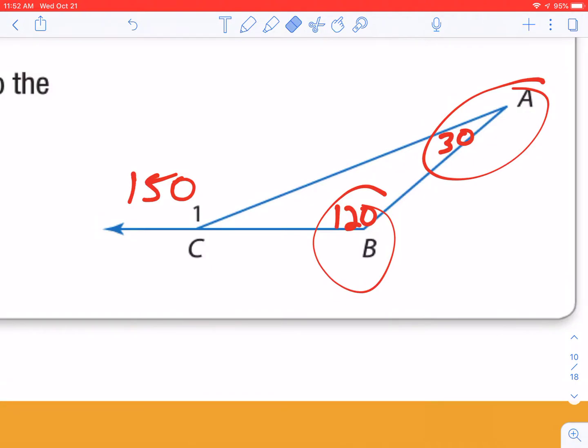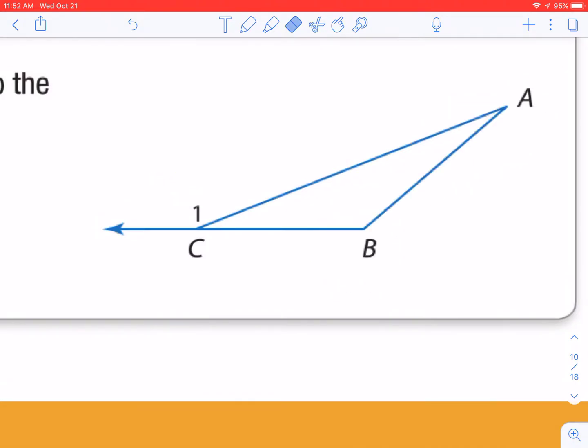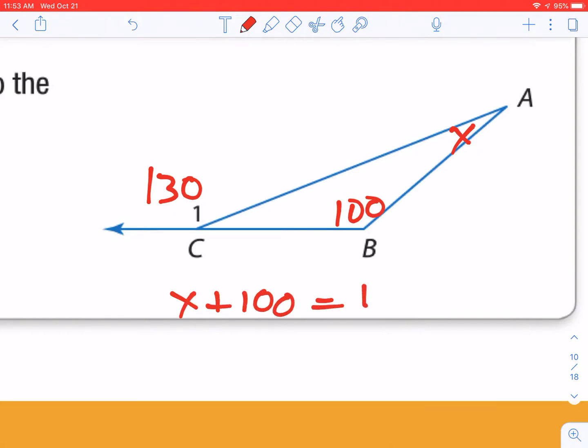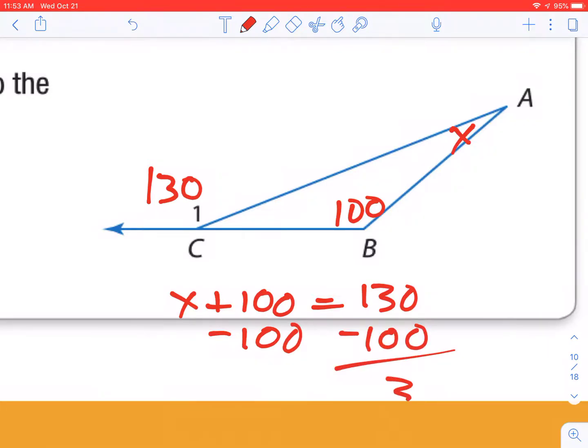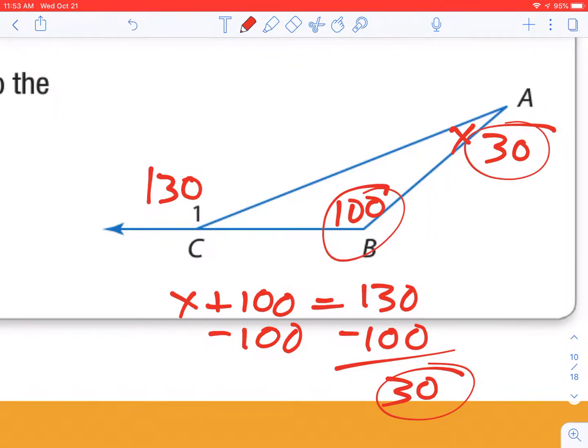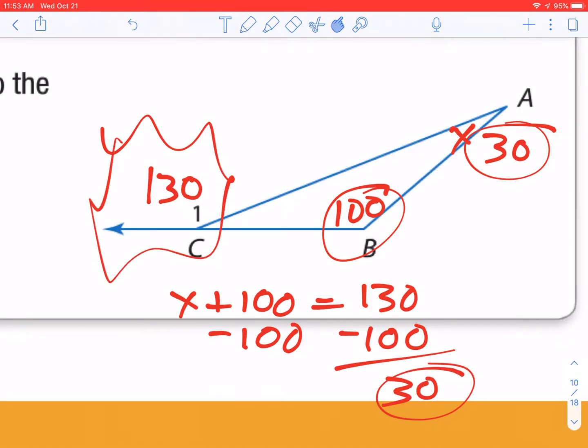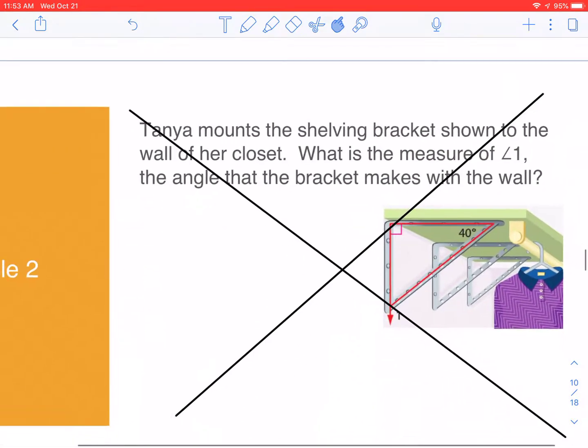We could also use new numbers here. Let's say this angle out here was 130. This angle here was 100, and this was x. How do we find that? Well, I know x plus 100 equals 130, so I'm just going to subtract 100 and this would be 30. Those two have to add up to that one. So let's do a couple examples.